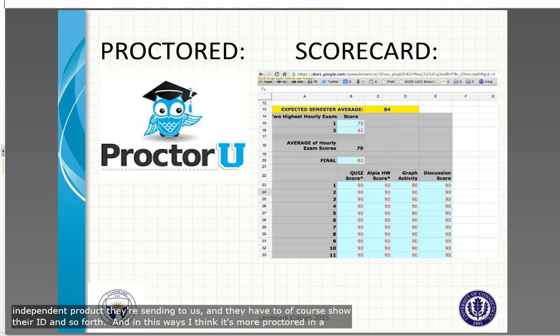They have one person monitoring these, but they have everyone monitored individually, and they have a whole matrix that they're watching these students with.